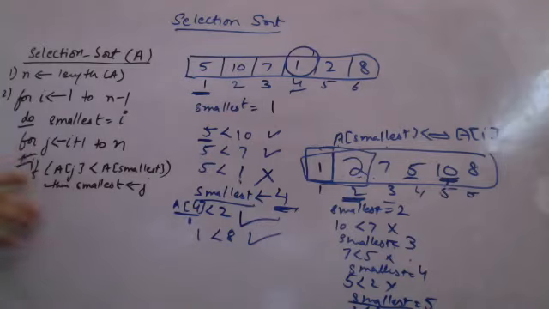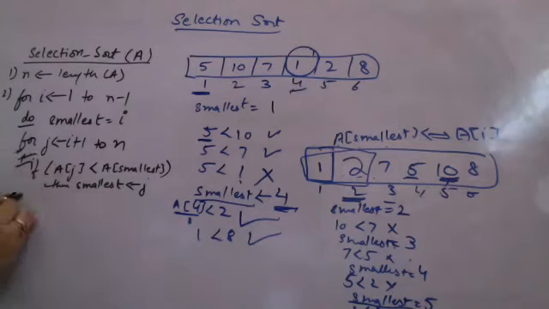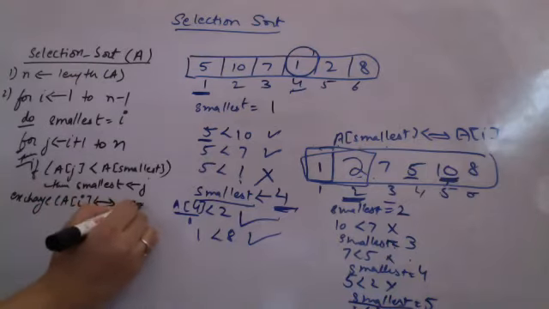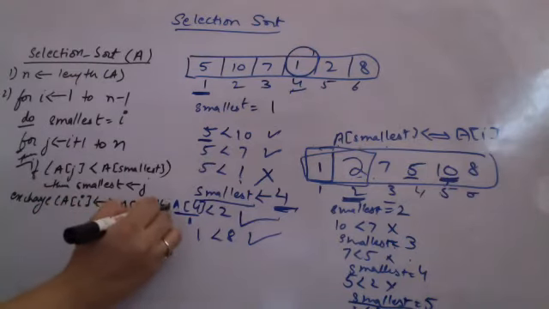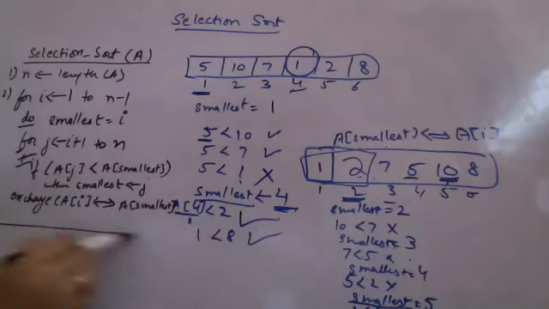After all of them have been checked, smallest will be having the location of the smallest. So when I come out of this for loop, I will be doing an exchange or swapping of the values for a of I with a of smallest. And I keep on doing this till all the values, and finally my procedure is over. This is the selection sort algorithm.